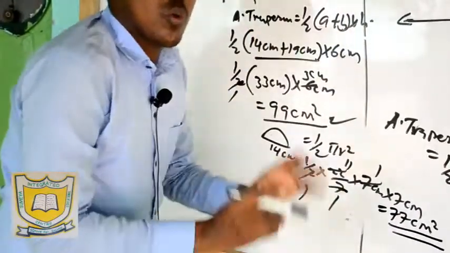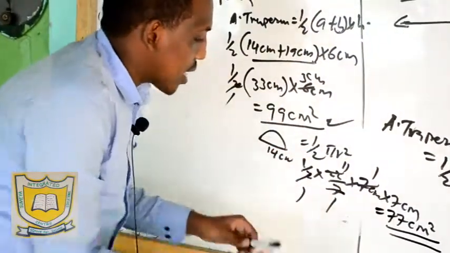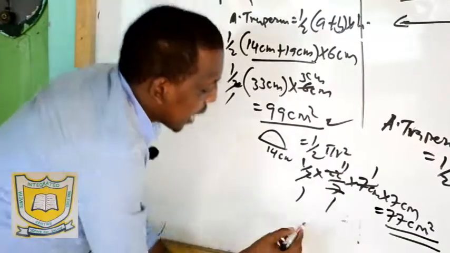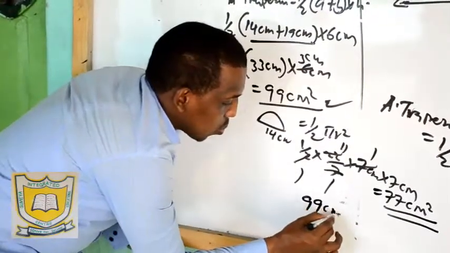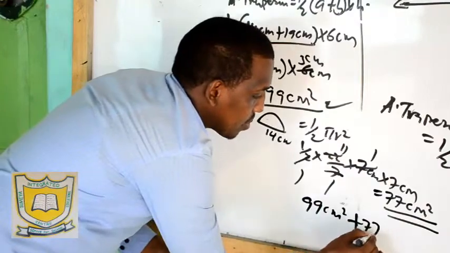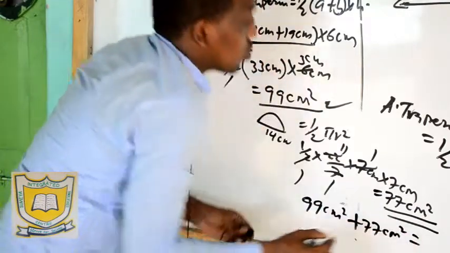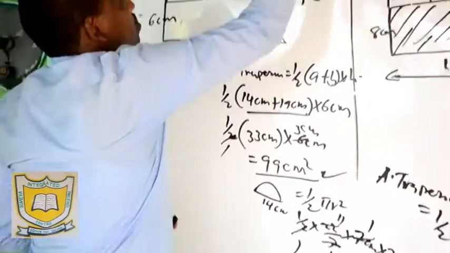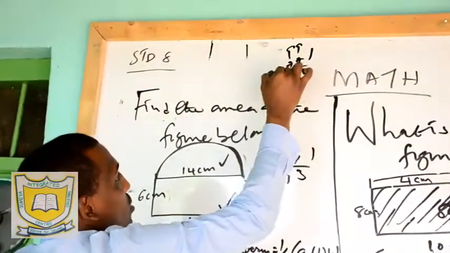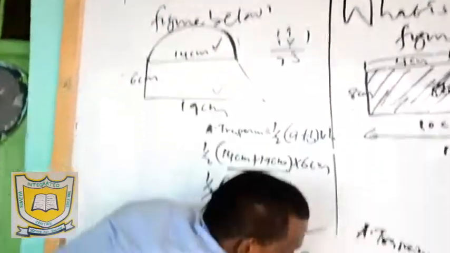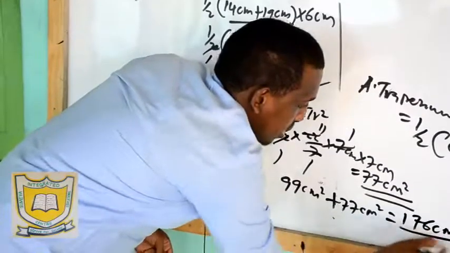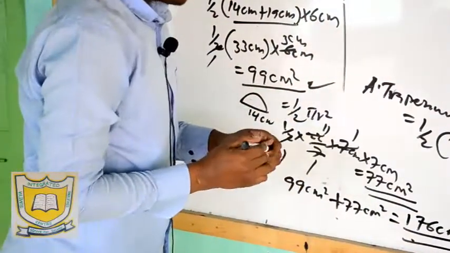What do we do now? We add the area of the two figures. Now let us add. 99 centimeter squared plus 77 centimeter squared, which is equal to, let's add now. 99 plus 77, 16 carry 1, 176. So you will get 176 centimeter squared. That's how we get the area of this figure.